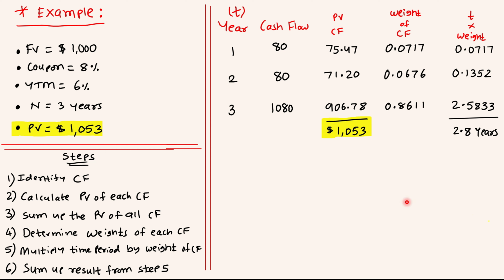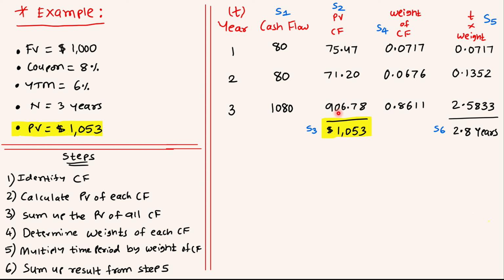All right. So what about the steps? Here are steps 1, 2, 3, 4, 5, and 6. Let's look at them individually. Step number 1, identify the cash flows. We have a $1,000 bond paying an 8% coupon, so that's where $80 comes in. And then in year 3, we're going to receive 1,080. Step number 2 is to calculate the present value of each of these cash flows. So the present value of $80 in year 1, and $80 in year 2, and then 1,080.